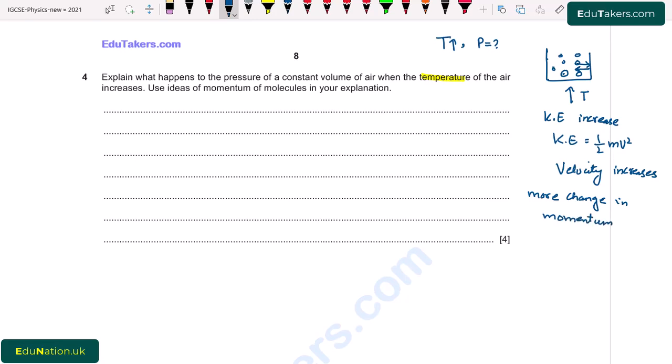And when there will be the more change in momentum, then there will be the larger force. So the force also increases, and we know that pressure is equal to force per unit area. When force increases, pressure also increases. So in this way the pressure increases. I write here the temperature of air increases.